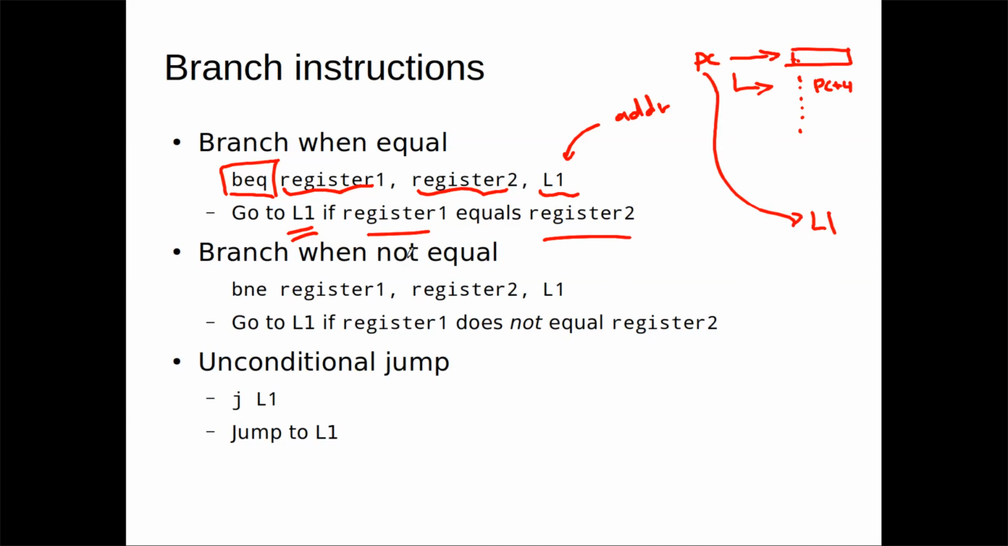The second instruction is branch when not equal, BNE. Same idea: if register 1 is not equal to register 2, it will jump to L1, right? And the final version is just J and a label. It's a non-conditional jump. It always jumps. And you will see in a second why you need this non-conditional jump. Any questions about these 3?